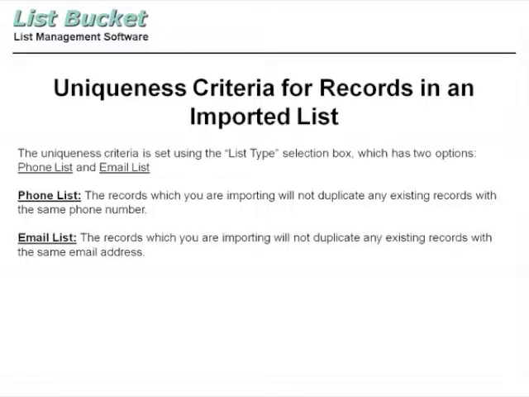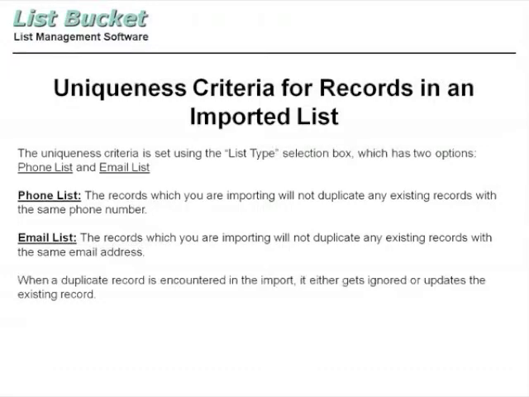Similarly, if you select the Email List option, then the list which you are importing will not duplicate any existing records with the same email address. In other words, if a record in the file you are importing has the same email address as the one which has already been imported, another record with that email address will not be created in the database.